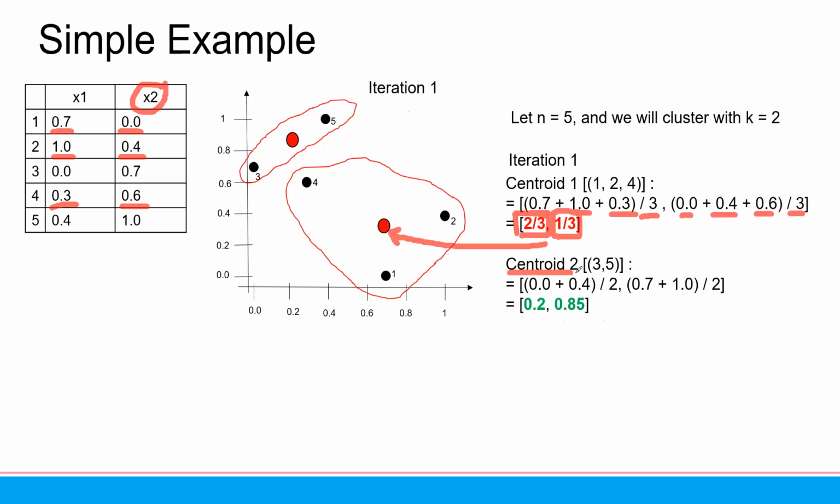What about centroid 2? We have data 3 and 5. For x1, we have 0 and 0.4, divided by 2 because we have only 2 objects. And then for x2, it is 0.7 and 1, divided by 2 because we have only 2 objects. So this is the center point.